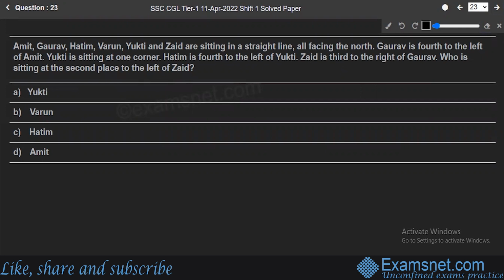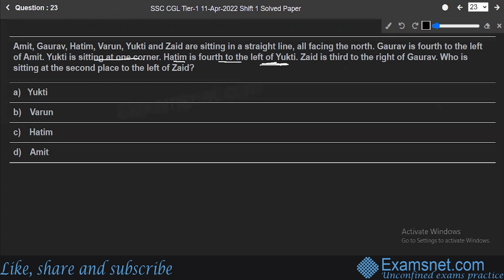First of all, you need to have a pictorial representation of the situation so that you can be clear. There are total 6 people who are facing north: Amit, Gaurav, Hatim, Varun, Yukti, and Zaid. You have to know their sitting positions. First one is Hatim. Hatim is fourth to the left of Yukti. But where is Yukti? It is saying Yukti is sitting at the corner. So Hatim is at the left side.